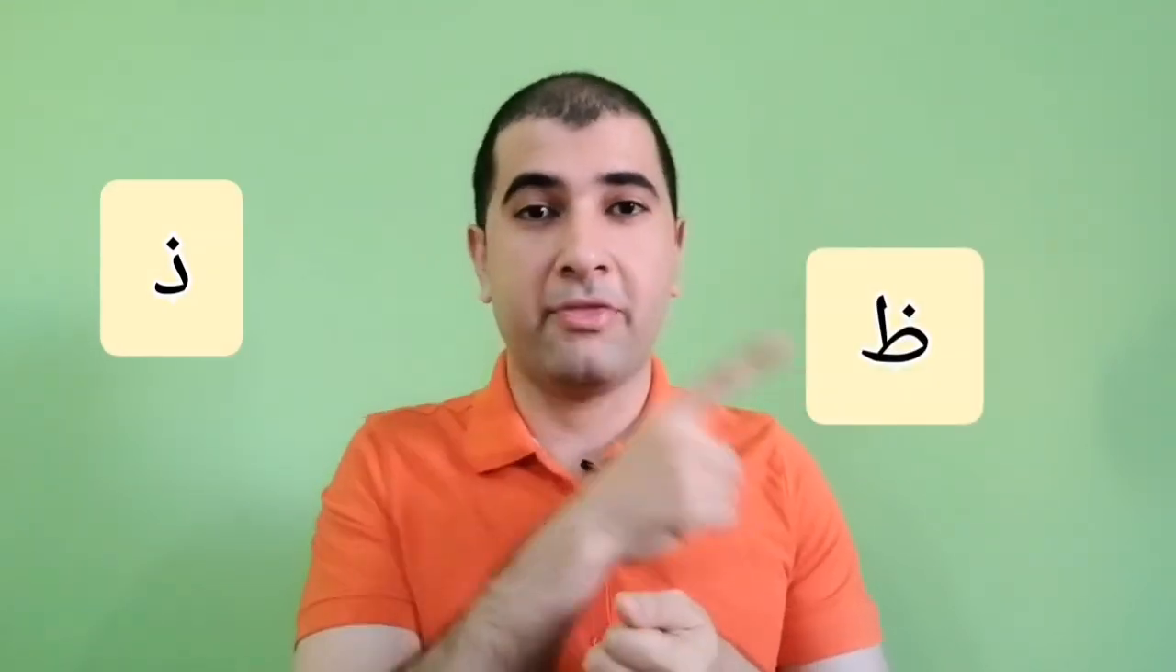The fourth group, which is ta, dal, and ta. The fifth group actually contains the letters of the tip of the tongue with the teeth at the same time, which are the tha and the dhal and the dha.